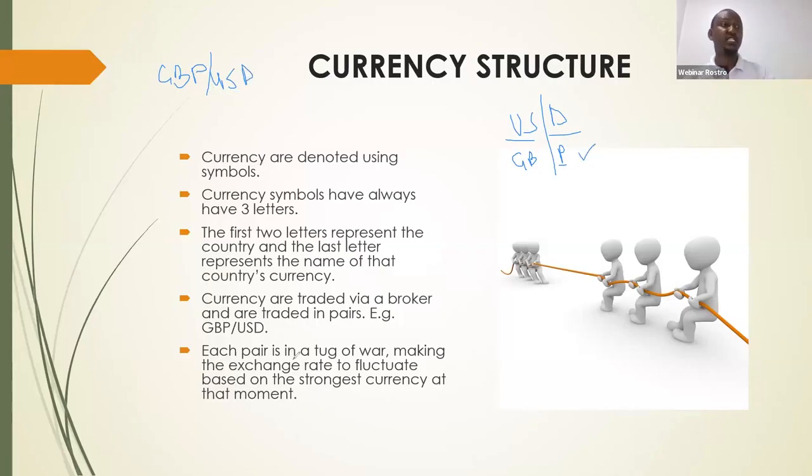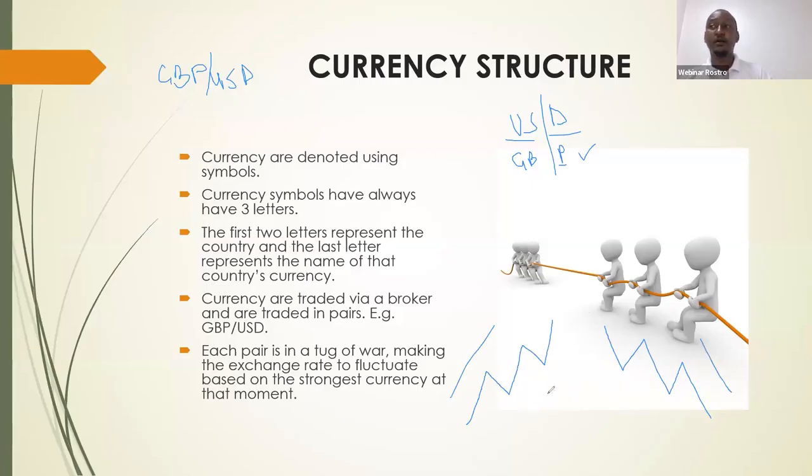So you need to understand that each pair is in a tug of war, making the exchange rate fluctuate based on the strongest currency at that particular moment. And this explains why when you look at the charts, if the market is trending up, or maybe trending down, you see it moves in a zigzag manner. It doesn't move in a straight line, all right, but it moves in a zigzag manner.